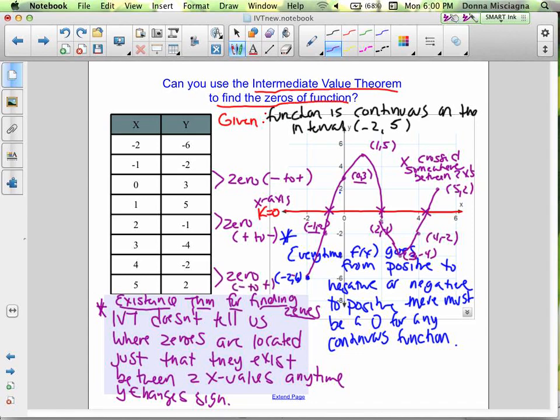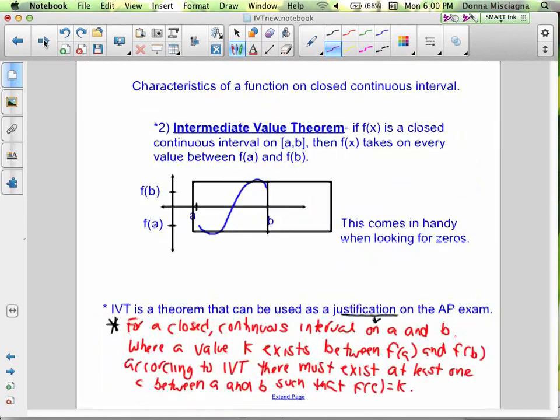So let's look at some more things with intermediate value theorem and finding zeros. All right, so characteristics of a function on a closed interval. Intermediate value theorem: if f of x is continuous on a closed interval a, b, then f of x takes on every value between f of a and f of b, and this comes in handy when looking for zeros. Important, intermediate value theorem can be used as a justification on the AP exam.